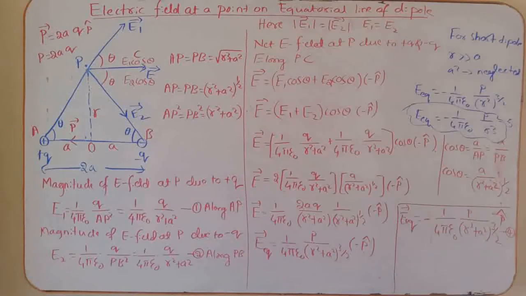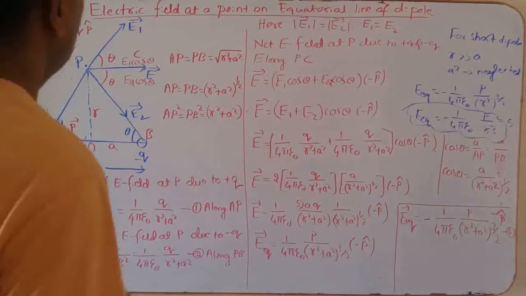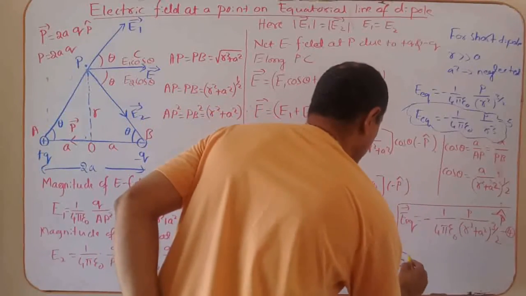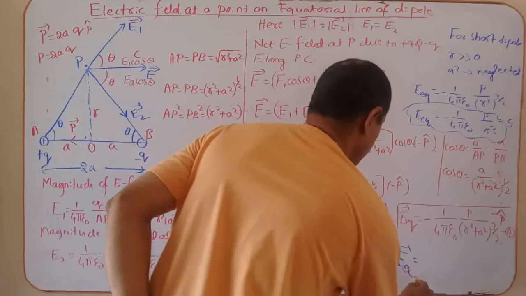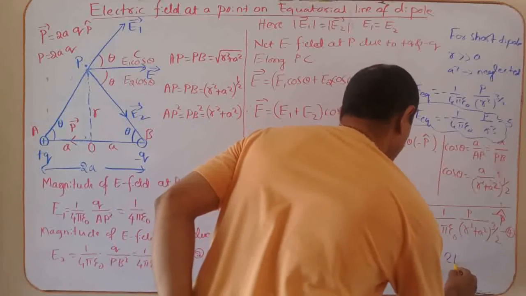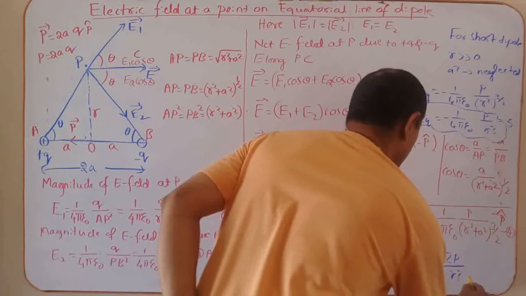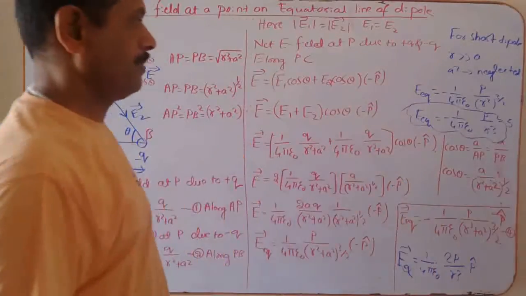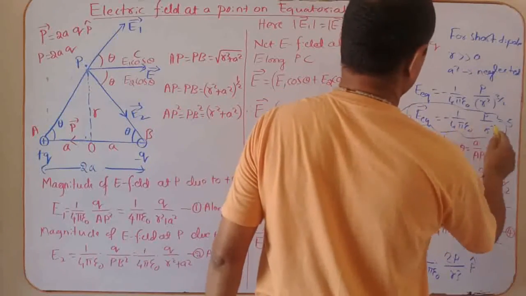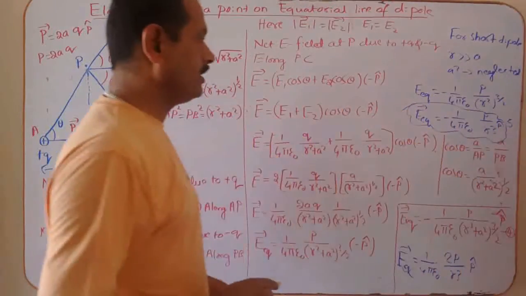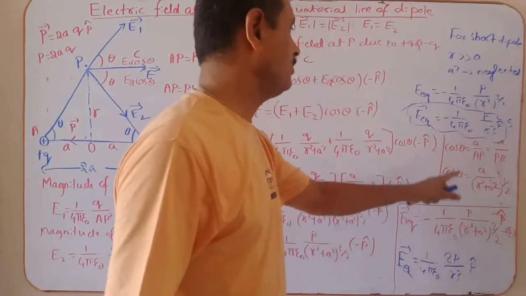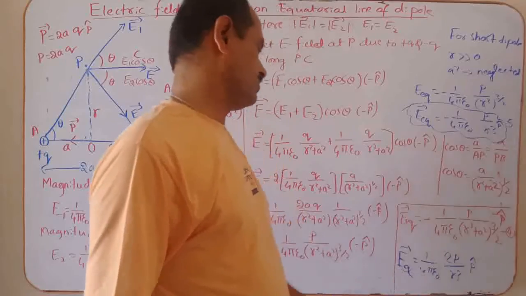Once again, see here one more point. On axis, what is the equation you got? Vector E on axis is 1 by 4 pi epsilon naught 2P divided by R cube into P cap. When you write the vector form, you have to write P cap. Here 2P divided by R cube, here P divided by R cube. Here the negative sign is there, here the positive sign is there.